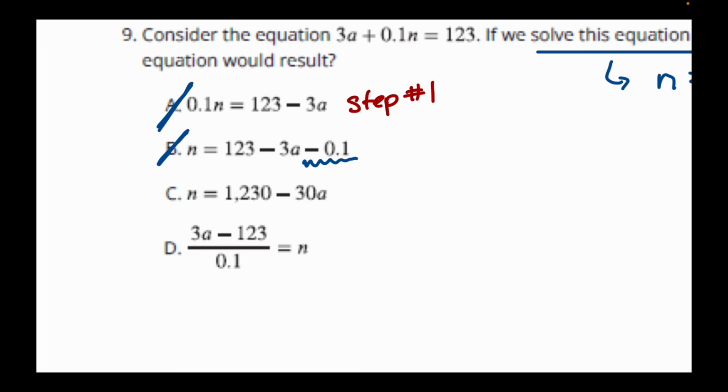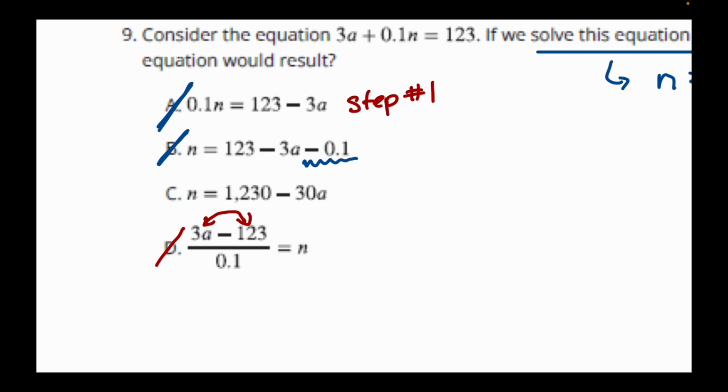So that's actually going to rule out option D, even though we have it divided by 0.1, because we don't have 123 minus 3a. They reverse the subtraction, which makes it not true. These would need to be switched in order. So D is not true because of that. That's going to leave our only option as C.